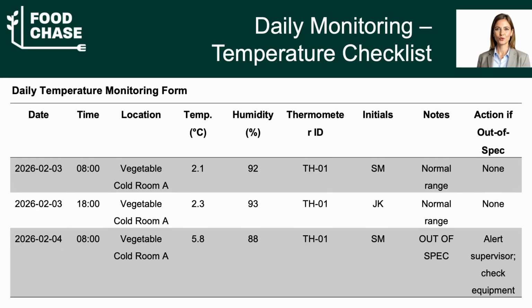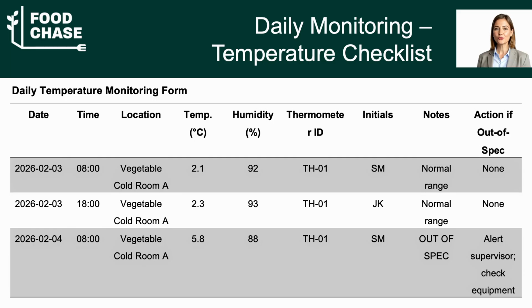Here is your daily monitoring form. It looks simple, but it is critical. Every day, at least twice, morning and evening, someone goes to the vegetable cold room with a calibrated thermometer and records the temperature and humidity. Why calibrated? Because you want to know the real temperature, not what a drifted instrument tells you.